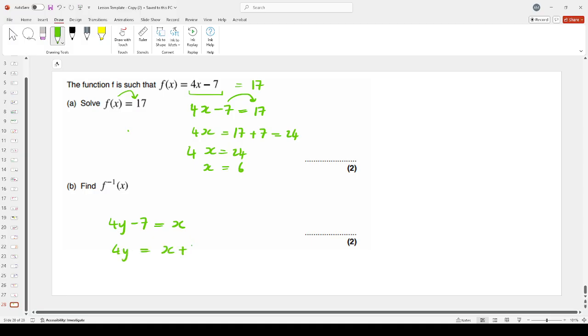4y equals x plus 7. Y equals x plus 7 over 4. Who got that for the second one? Well done, Ali. I saw your answer there. Well done. Well done, Zell. Good stuff. Adian, I didn't see your message, but yeah, I hope you took the initiative on that one.